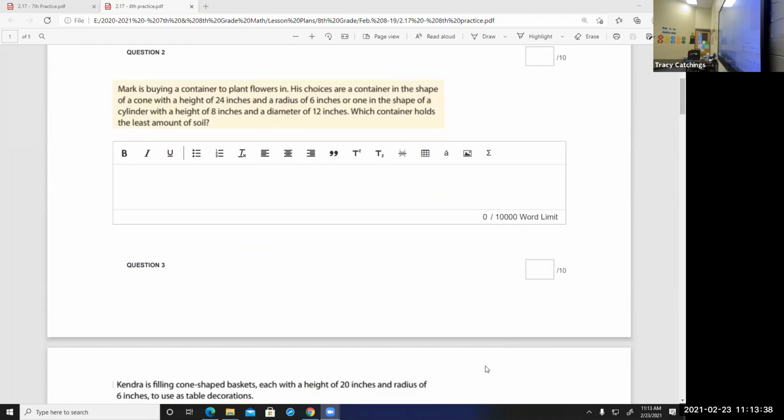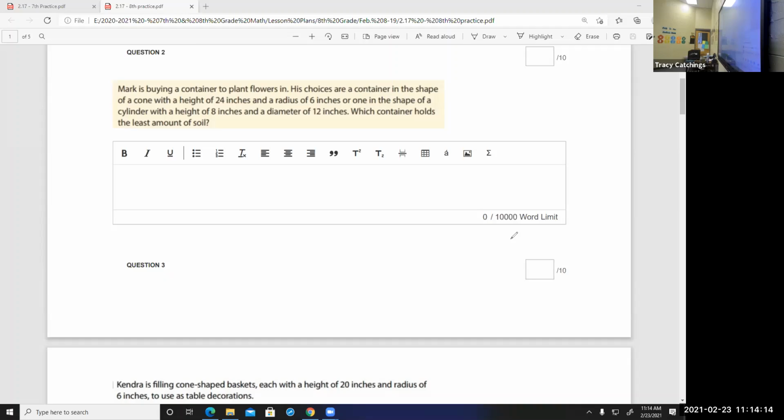All right, one of y'all read 2 for us. A container in the shape of a cone with a height of 24 inches and a radius of 6 inches, or one in the shape of a cylinder with a height of 8 inches and a diameter of 12 inches. Which container holds the least amount of oil? All right, good. So we got a cone and a cylinder.